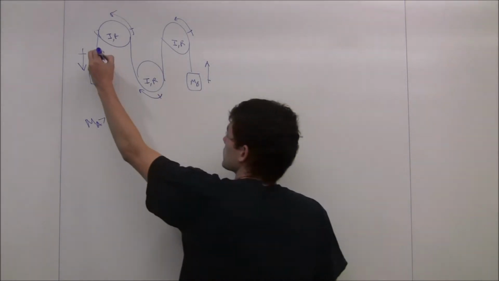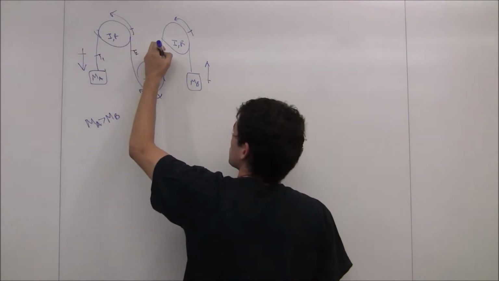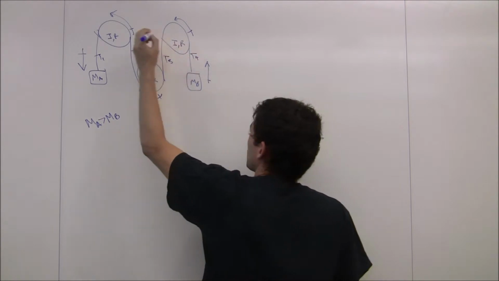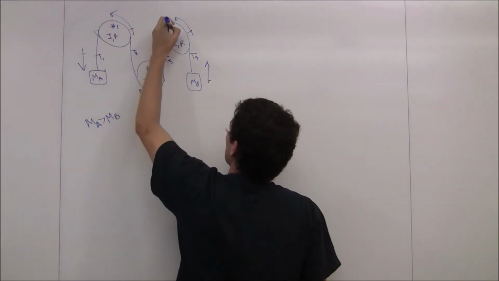I'm also going to define the tension in this rope to be T1, this section to be T2, T3, and T4, and I'm going to label this pulley number 1, this pulley number 2, and this pulley number 3.